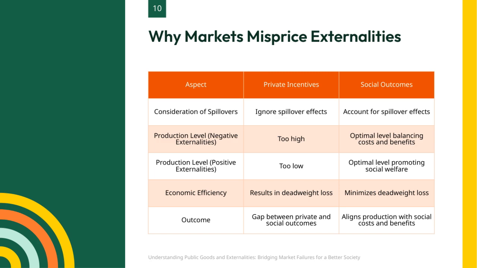Ultimately, aligning production with social costs and benefits closes the gap between private incentives and what's best for society as a whole. This is why correcting for externalities is crucial for promoting economic efficiency and social welfare.